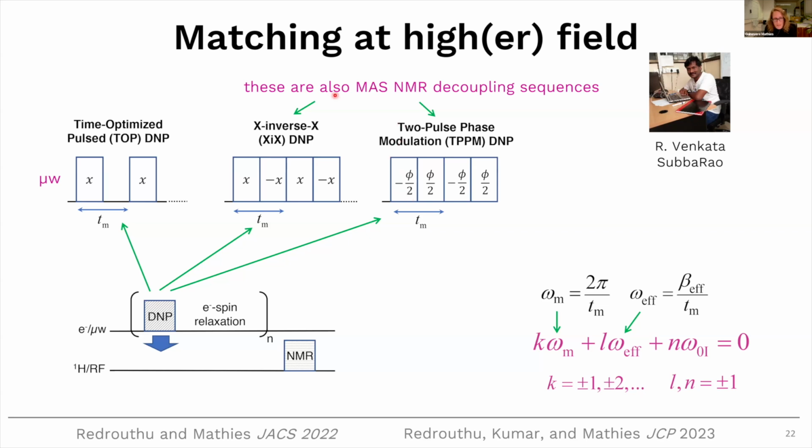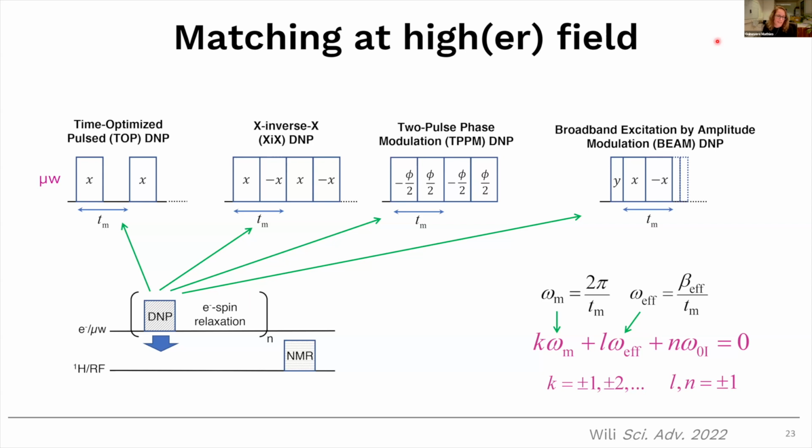What's intriguing about this is that these 2 sequences are also used in magic angle spinning NMR for decoupling. So these 2 sequences we could introduce in 2022 and 2023 together with my former postdoc, Paul. Meanwhile, there's yet another member of this family called BEAM, broadband excitation by amplitude modulation. BEAM relies also on an X and a minus X pulse, but now the pulses don't have the same length. And as I'll show later in my talk, for that reason, this pulse sequence needs a 90-degree preparation pulse, very much like the NOVEL for the spin.